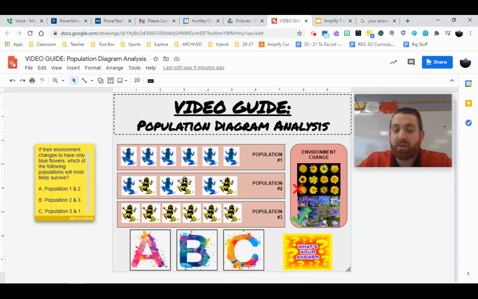Populations 1 and 2 are most likely to survive because they both have organisms within the populations that have those adaptive traits. Versus 2 and 3, obviously in 2 and 3, 2 is likely to survive because they do have the adaptive traits, but 3 has no adaptive traits. And the same goes with option C when we look at population 1 and 3. So how we go about analyzing these is based on the adaptive traits, the environmental changes, and what traits will show up down the road.